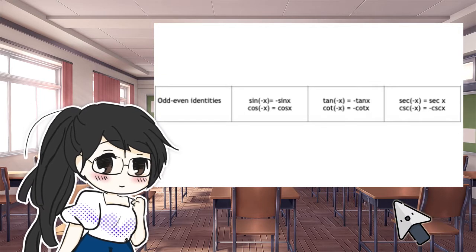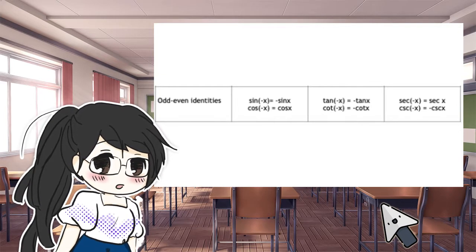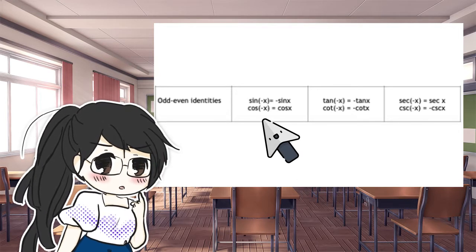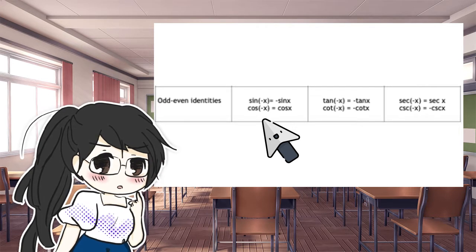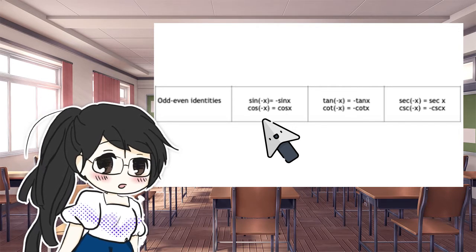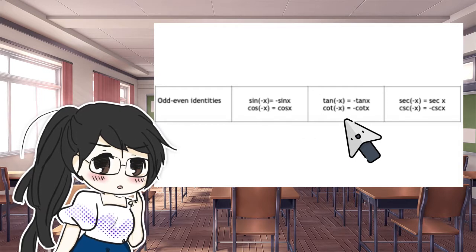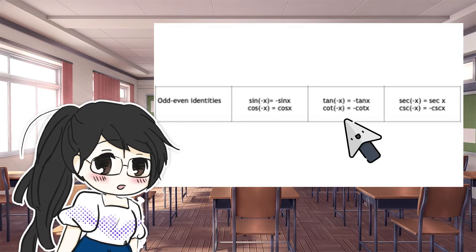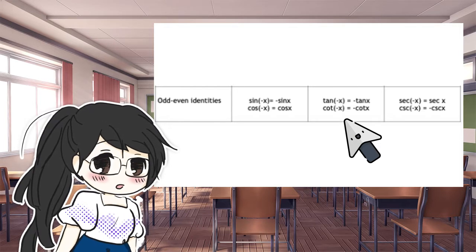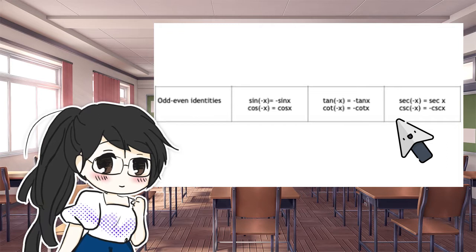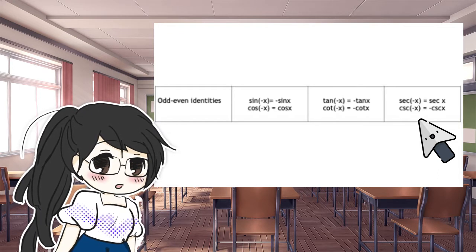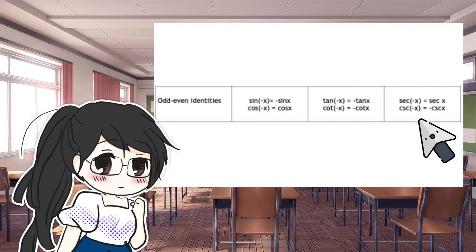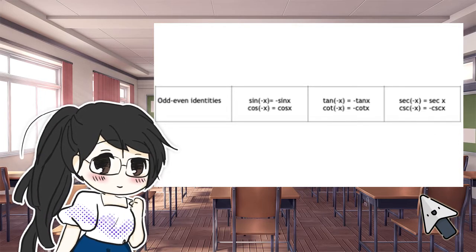Lastly, we have the odd-even identities, which is composed of sine of negative x equals negative sine x, cosine of negative x equals cosine x, tangent of negative x equals negative tangent x, cotangent of negative x equals negative cotangent x, secant of negative x equals secant x, and cosecant of negative x equals negative cosecant x.